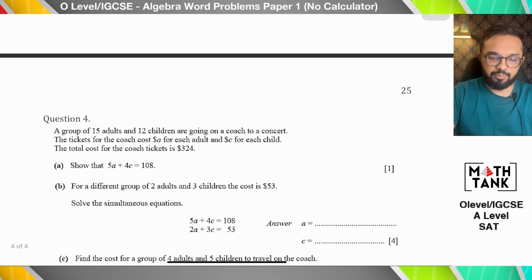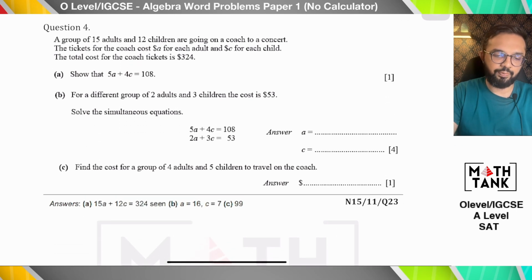Moving on to the next one. It says a group of 15 adults and 12 children are going on a coach to a concert. The tickets for the coach cost $A for each adult and $C for each child.